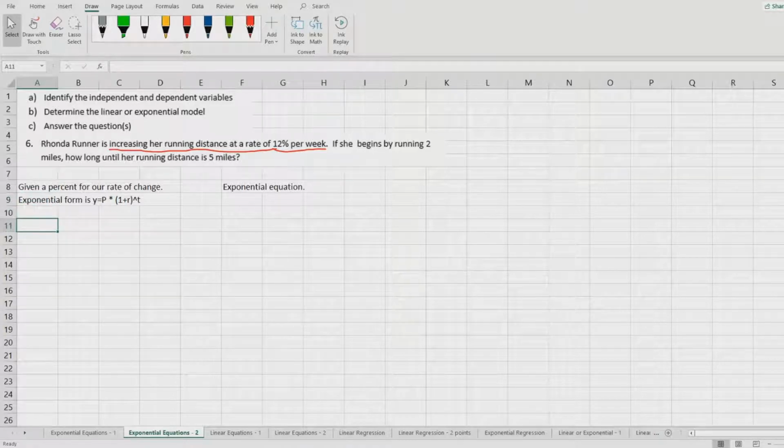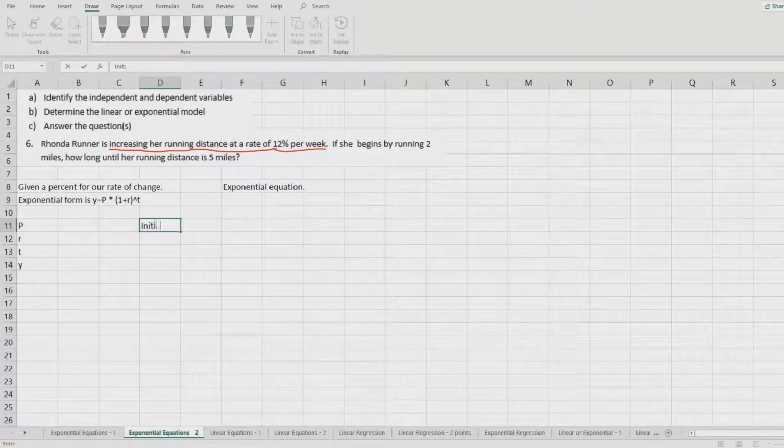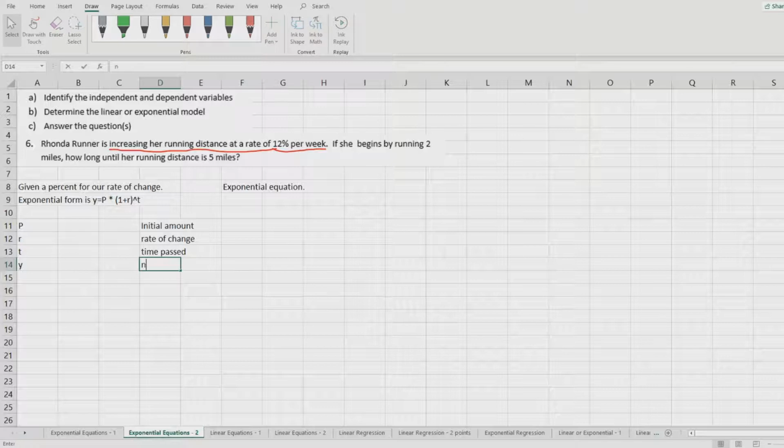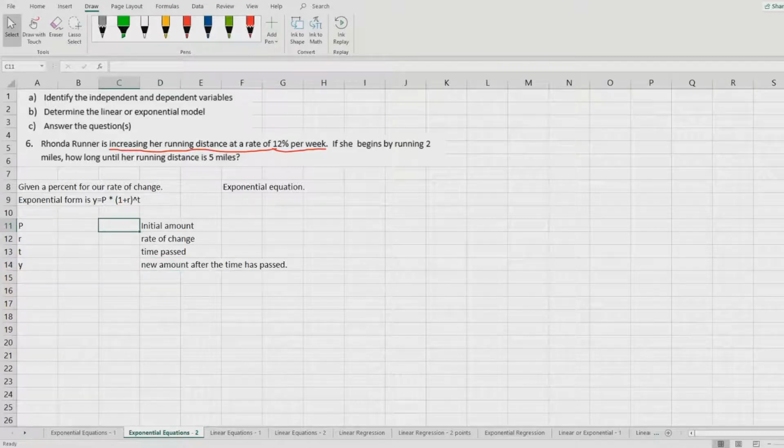So now let's type in all of our letters, p, r, t, and y. Let's remind ourselves that p is our initial amount, r is the rate of change, t is the time passed, and y will be the new amount after the time has passed. So our initial amount is given to us in that she begins by running 2 miles. We'll write down that that's p, and we'll enter it in the p box.